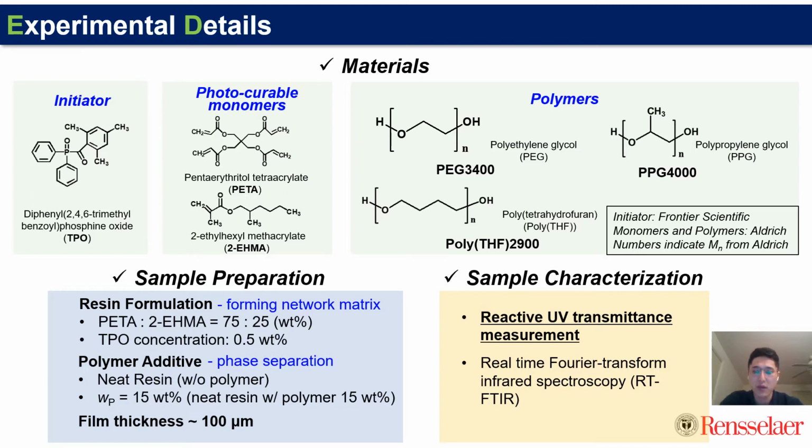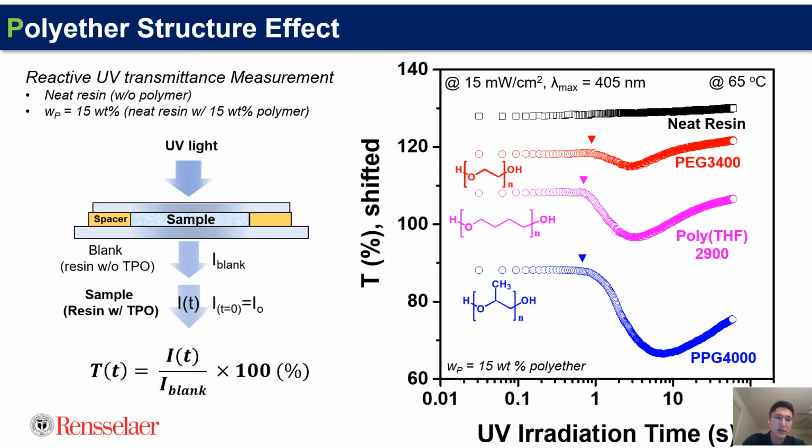I've used our reactive UV transmittance measurement apparatus to see the in situ optical turbidity during photopolymerization. This is a simple scheme to understand what the UV transmittance is in my study. The UV light passed through the sample and we measured it. Here the transmittance is expressed as the ratio of UV intensity over time, I_T, and UV intensity without resin, I_blank.